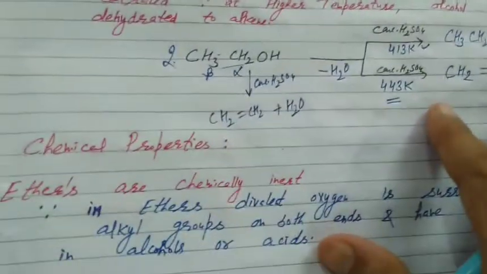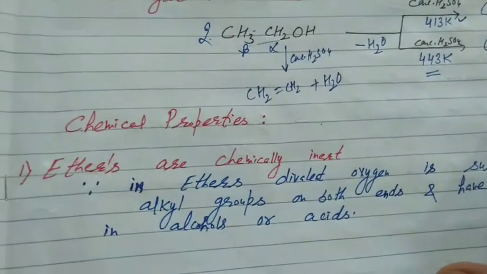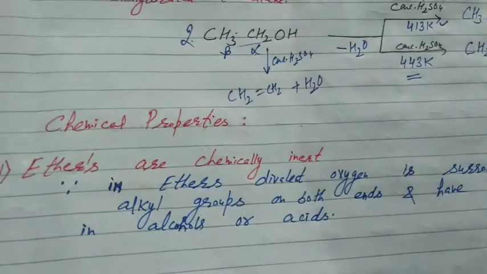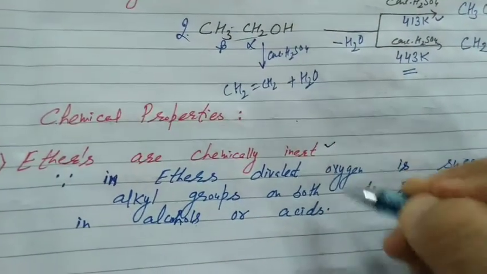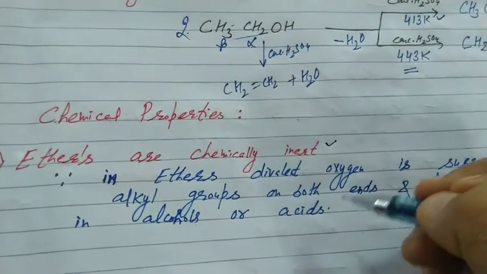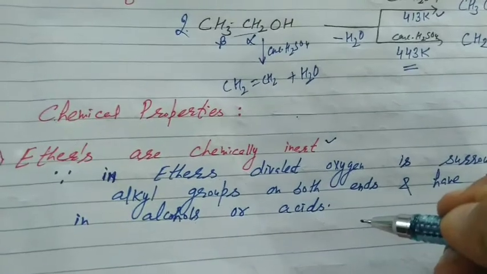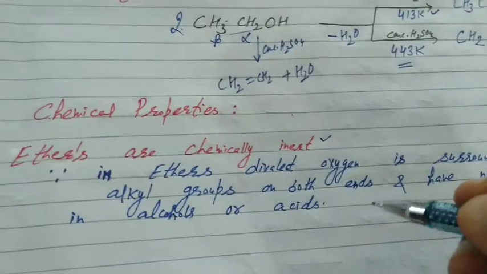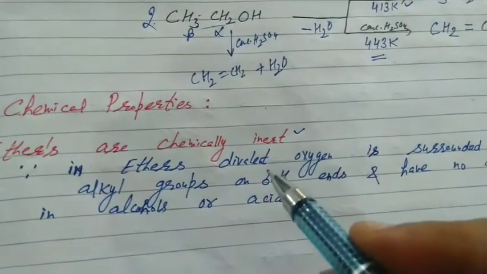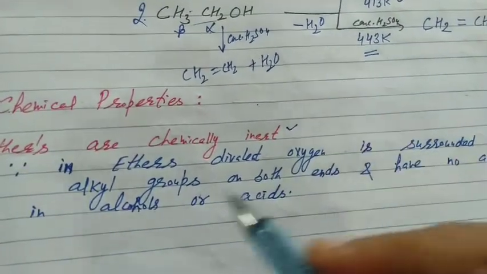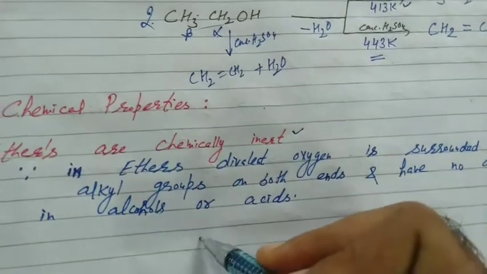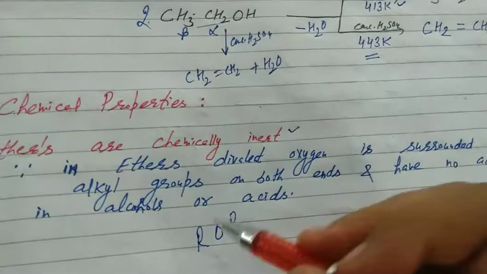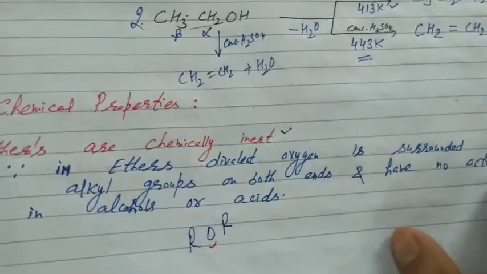After this, next, chemical properties. In chemical properties, students, at first, ethers are chemically inert. Explain. Inert means less reactive, just like noble gases, inert gases, group 18, complete octet. Now ethers are inert because in ethers divalent oxygen is surrounded by alkyl groups on both ends, ROR. There is no active site.